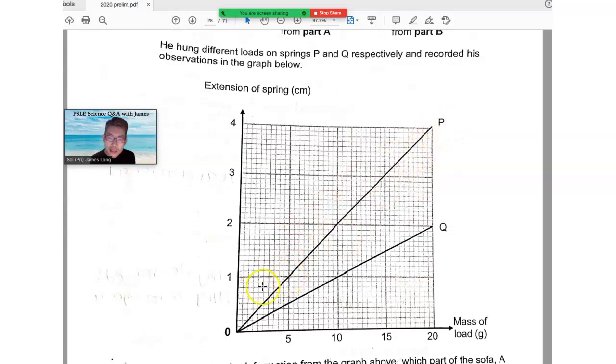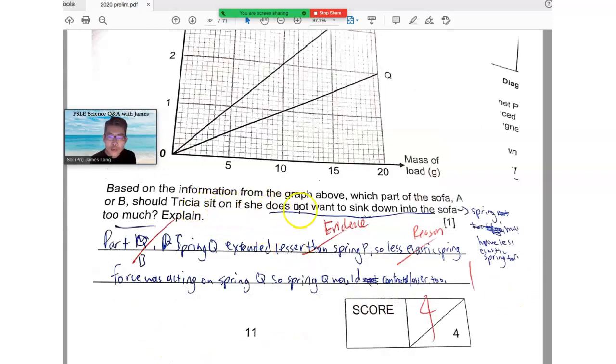So you can tell that P is less stiff and Q is more stiff, or P is more flexible, Q is less flexible. So if Tricia wants to sit on the sofa and she doesn't want to sink in so much, right? Which one should we sit on? Of course, sit on the part whereby the spring is stiffer. And that's part B, right? Part B. And this child was very careful. She noticed she made a mistake. She wrote part Q, but Q is a spring. Q is not the part of the sofa. So part B, why? Because spring Q, which is from part B, extends less, give the evidence from the graph first. So there's less elastic spring force acting there, right? So give the reason, and this will be the 1 mark.